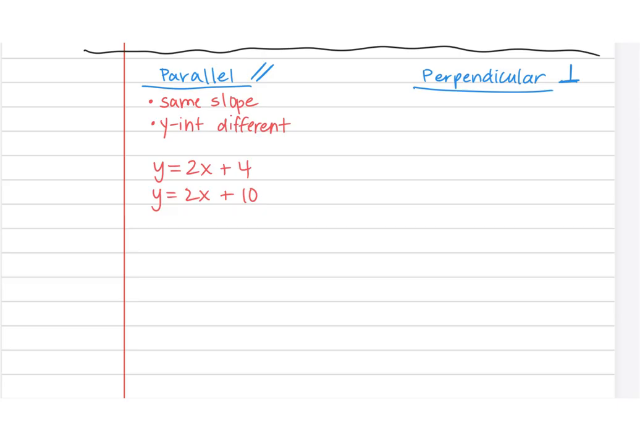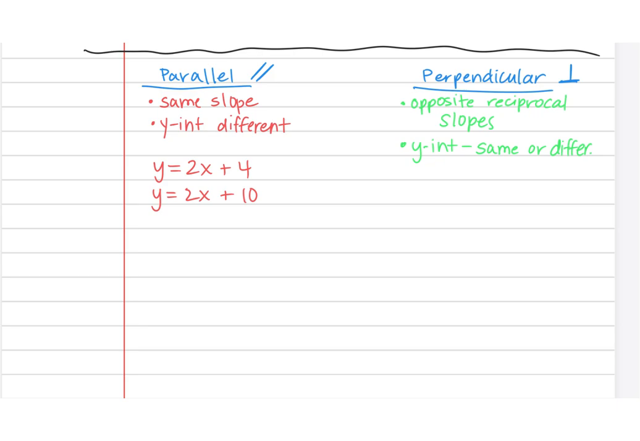Perpendicular lines, on the other hand, we found out that they have opposite reciprocal slopes. Okay, well, I'll talk about that in a second. So opposite reciprocal slopes. And the y-intercepts, they could be the same, they could be different. Y-intercept, same or different. It just depends where they cross.